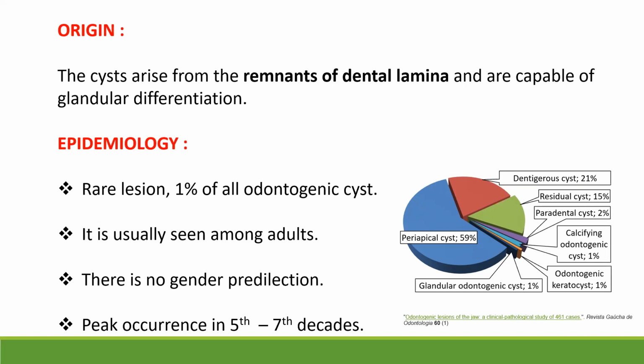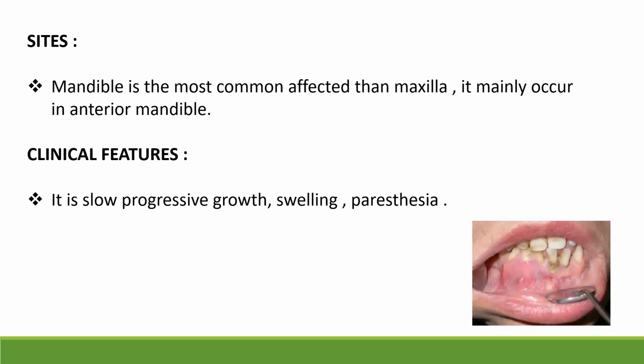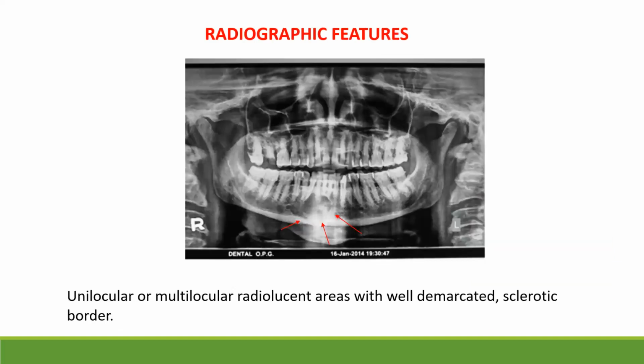Epidemiology: it is 1% of all odontogenic cysts. You can see the graph. It is usually seen among the adult. There is no gender predilection. Peak occurrence is the 5 to 7 decades. The most common affected site is maxilla, and it's mainly the anterior mandible. Clinical feature: it is slowly progressive growth, swelling, and paresthesia. On radiographic feature, a unilocular or multilocular radiolucency arises with the demarcated and the sclerotic border. You can see in the slide.